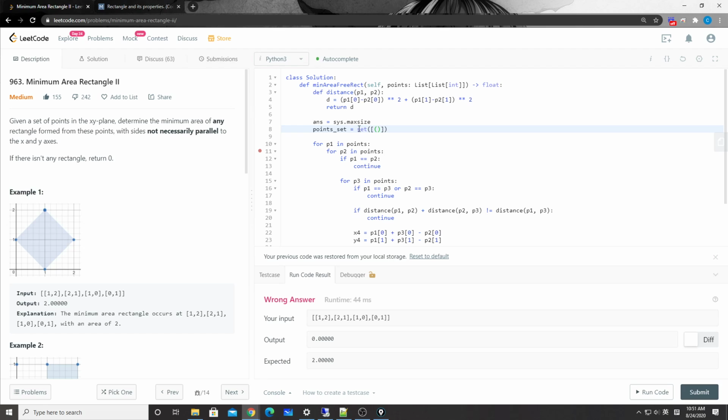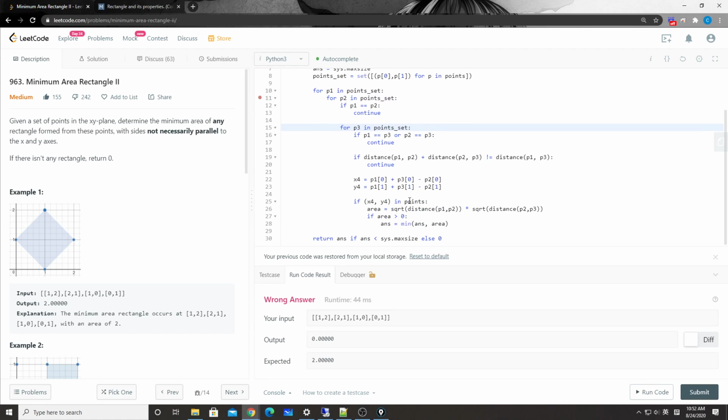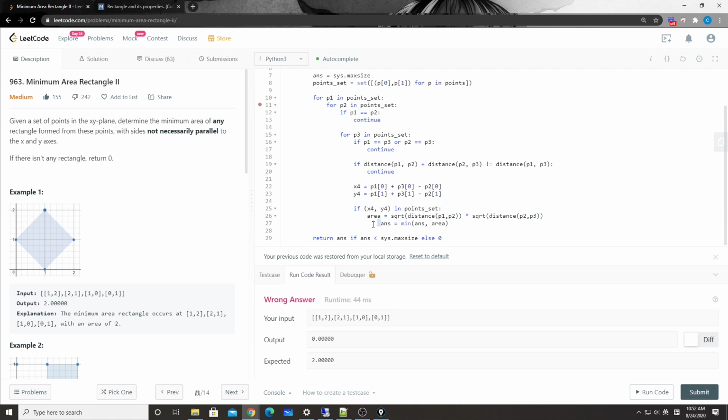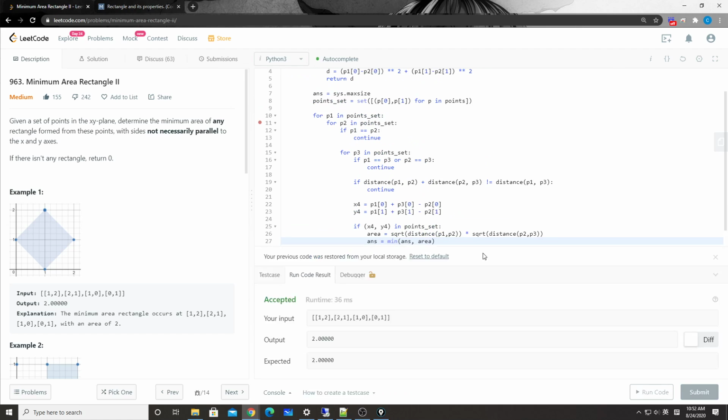Basically here, P0, P1 for P in points. Here, point set and then point set. I think we can remove these things here. Okay, let's try to run it again. At least the test case passed.